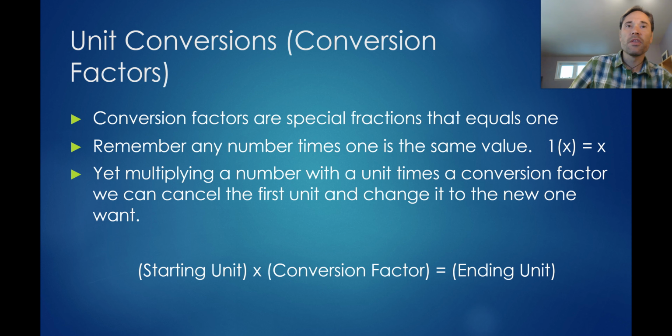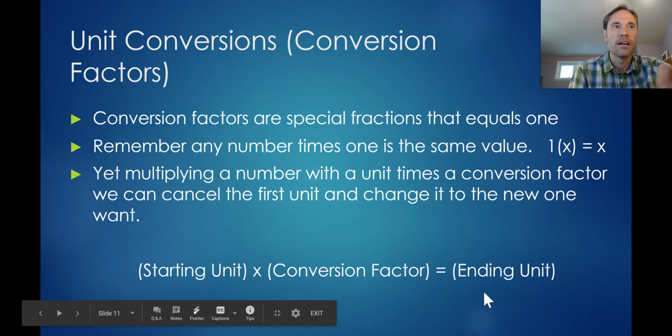But it's into that special fraction that equals 1 that we can actually use it to convert one unit to the other. So the second thing to remember is that any number multiplied times 1 is the same value, like 1 times x is x. But if that 1 was actually that special fraction, then we can do some pretty neat things, right? So multiplying a number with a unit times a conversion factor, we can cancel the first unit and change it into the new one that we want. So starting unit times a conversion factor gives us our ending unit in the end.